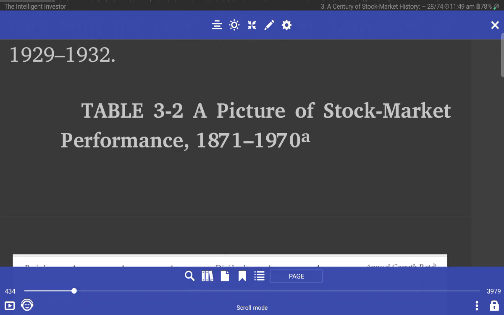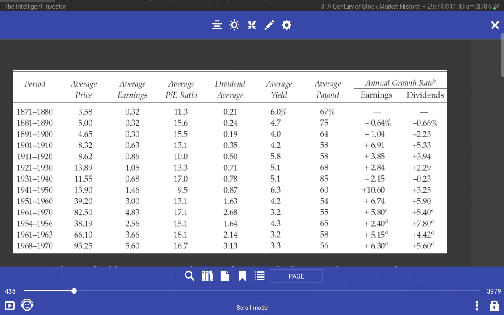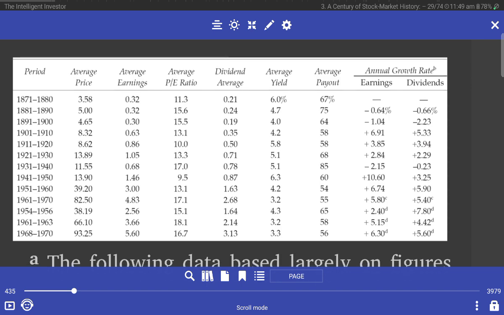Table 3: a picture of the stock market performance, 1871 to 1970. Period, average price, average earnings, average P/E ratios, dividends, average yield, average payout, annual growth rate of earnings and dividends. The first decade shows earnings of 0.32, average price 3.2, that is 11 percent of the earnings. 15, 13, 10, 13, 17, 32, 13, 17, 15, 82, 16.